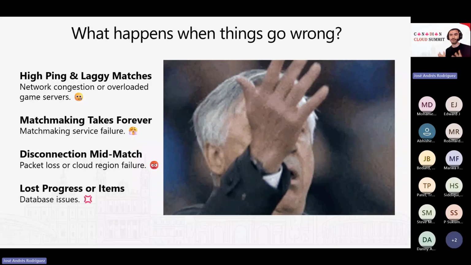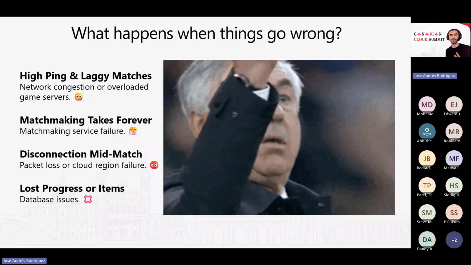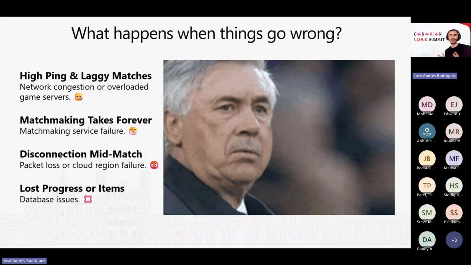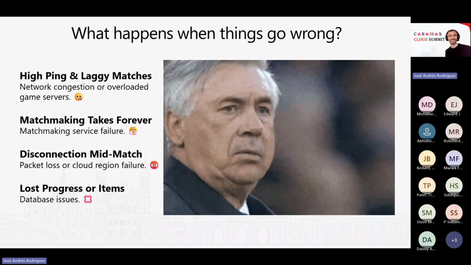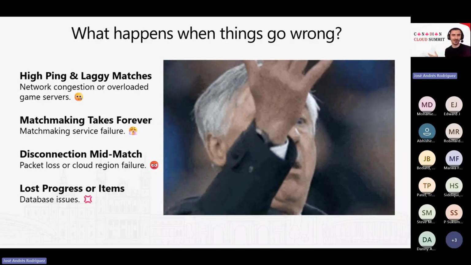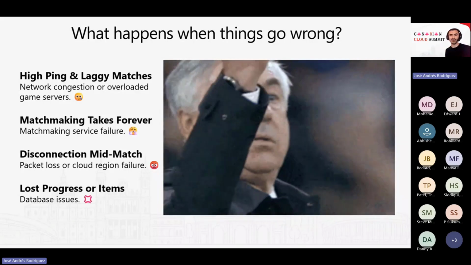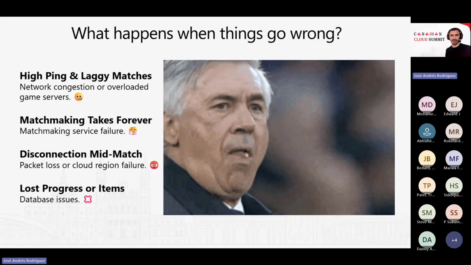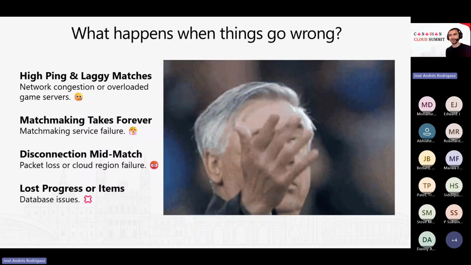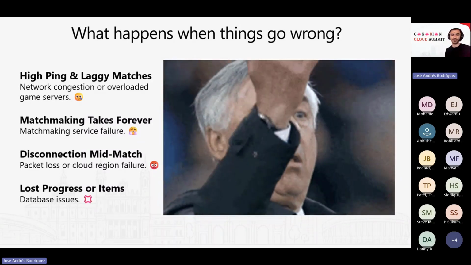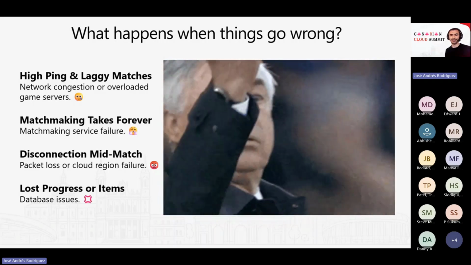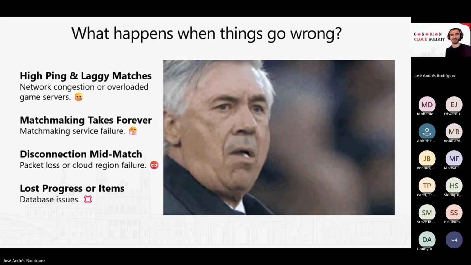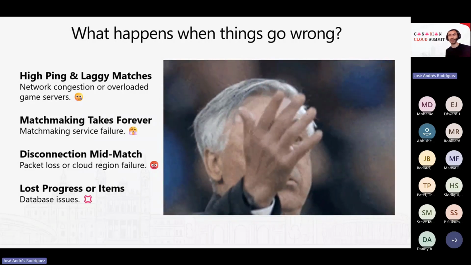Maybe I'm playing in a very important tournament. I'm playing the final of the UEFA Champions League, and I'm winning 3-2 in the 90th minute. Suddenly, there's a disconnection mid-match. That might be due to packet loss, or maybe a failure in the region where that game is being hosted, to say it in a way. Or maybe I'm buying a legend, I'm buying Diego Maradona, or I'm buying Pele, and there's a database issue and my payment can't go through, right? Those are all very infuriating failures.